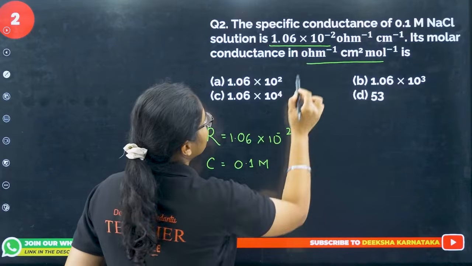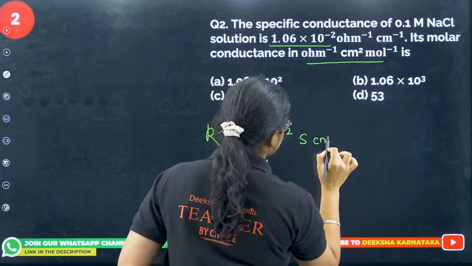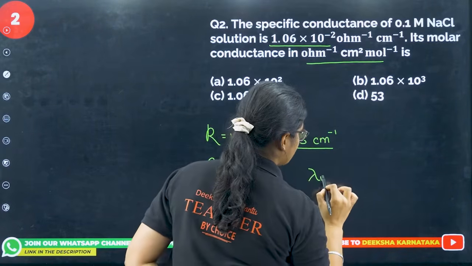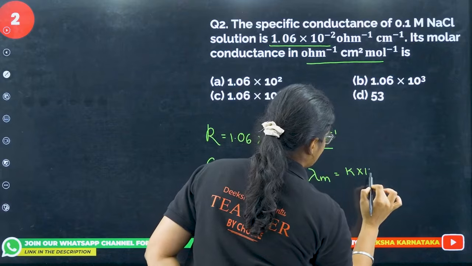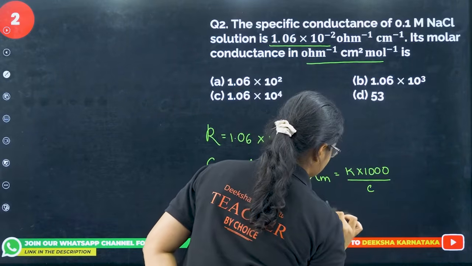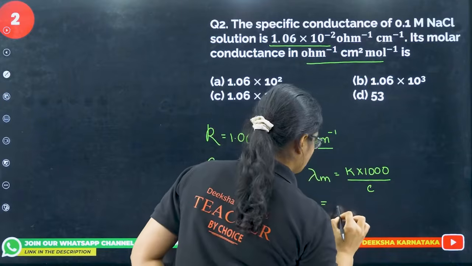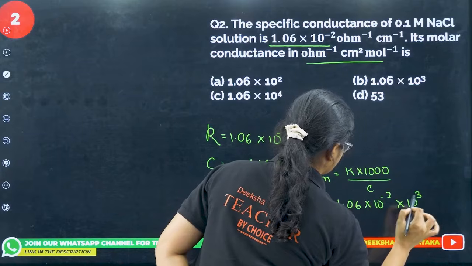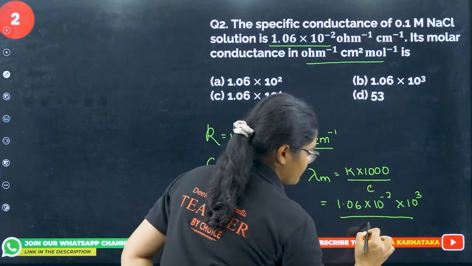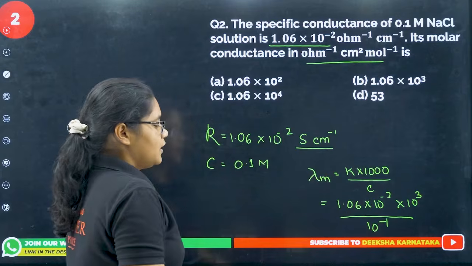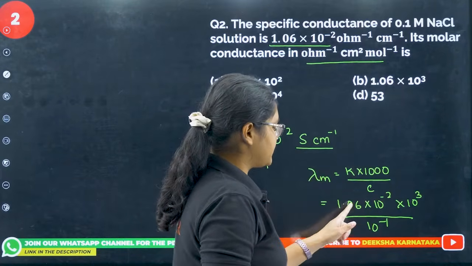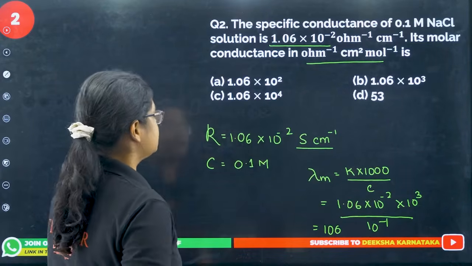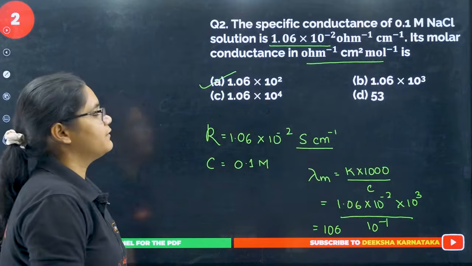So you can see that the unit is in S centimeter inverse. So when the conductivity is in S centimeter inverse, what is the formula for molar conductivity? Kappa into 1000 by C. So let me just substitute here. I can put 1.06 into 10 to the power of minus 2 into 10 to the power of 3 whole divided by 10 to the power of minus 1, right? So if you see, this becomes 10.6 and then 106. It becomes 106, or I can write it as 1.06 into 10 to the power of 2.